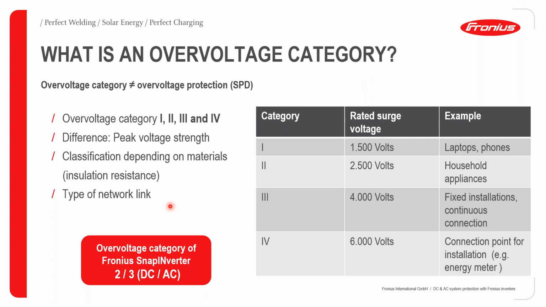So for Fronius inverters, we have overvoltage category on the DC side of class 2 and on the AC side of class 3. So therefore, you can see that the Fronius inverters are adequately protected as far as the voltage categories are concerned.